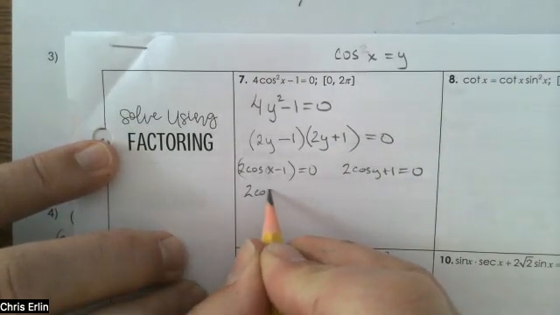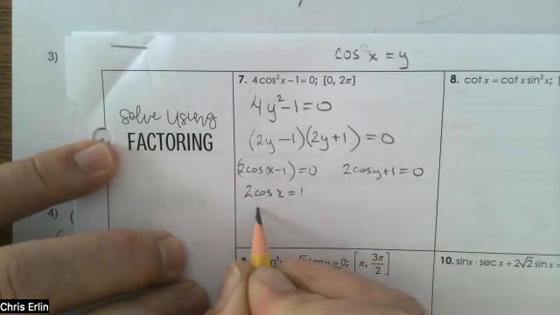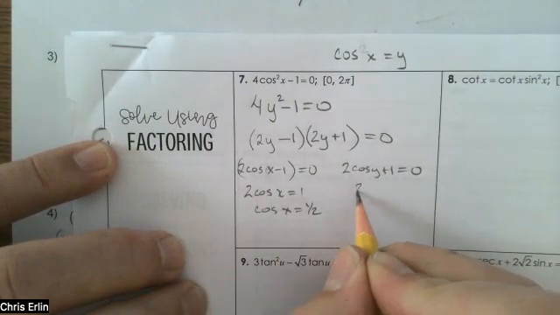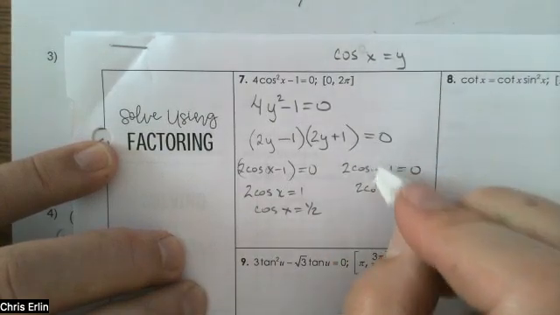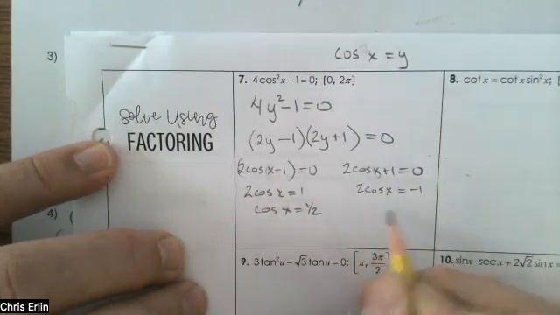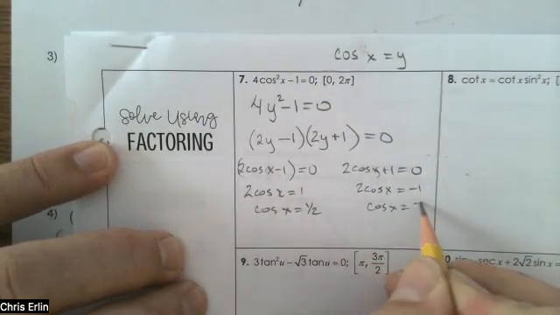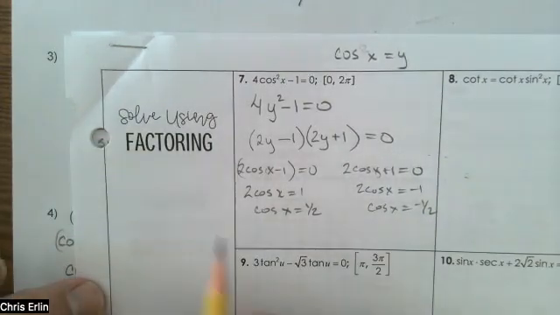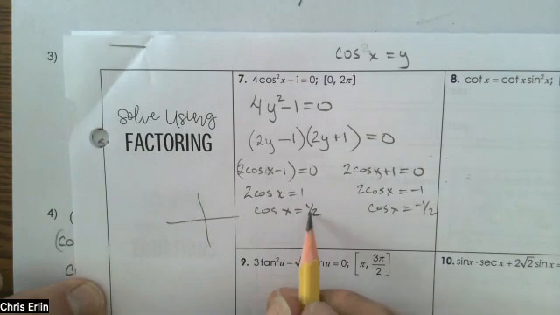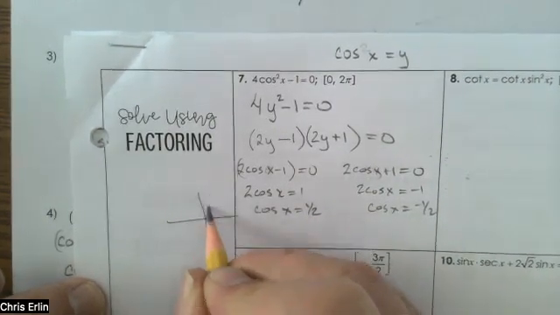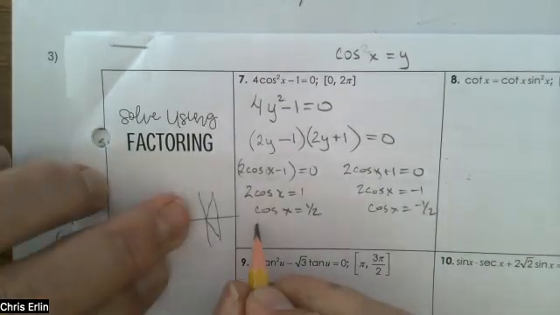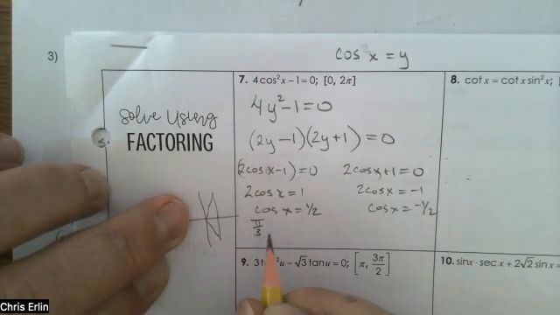And now I say 2 times cosine of x is equal to 1. So the cosine of x is equal to 1/2. Or 2 times the cosine of x equals -1. So cosine of x would equal -1/2. And I envision where that would happen. For cosine to be positive 1/2 is over here. That's those tall ones. That's going to be pi over 3.